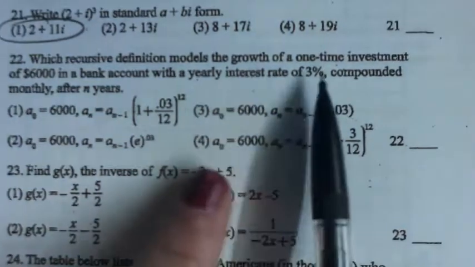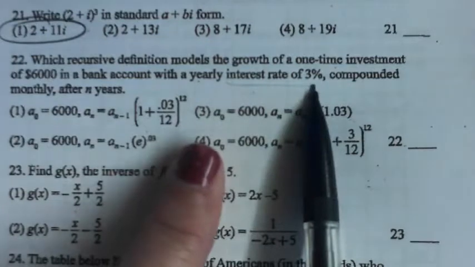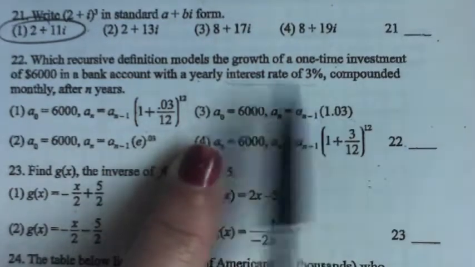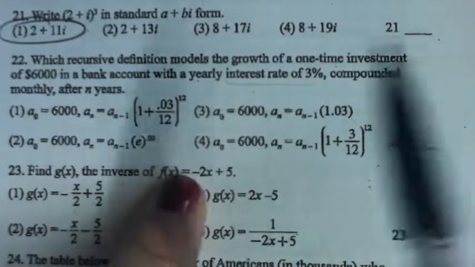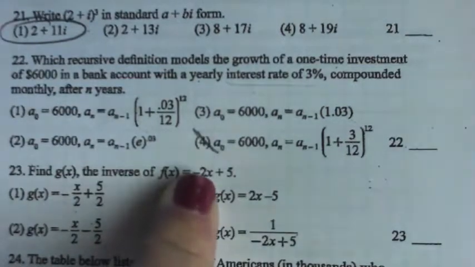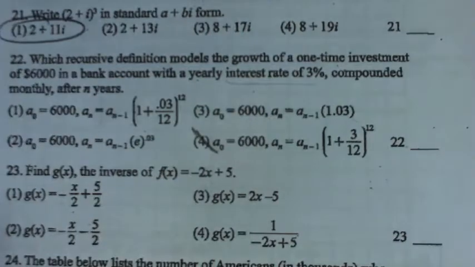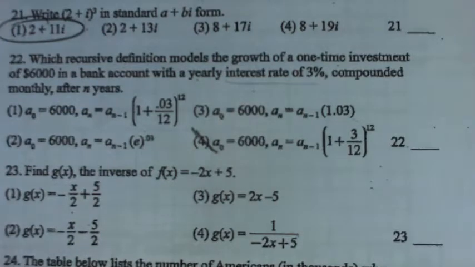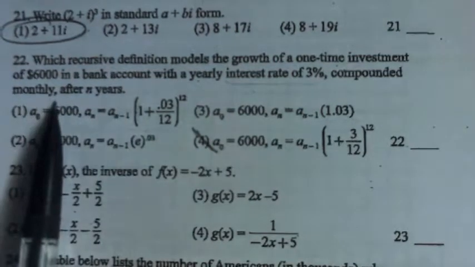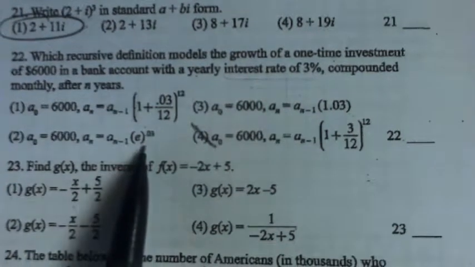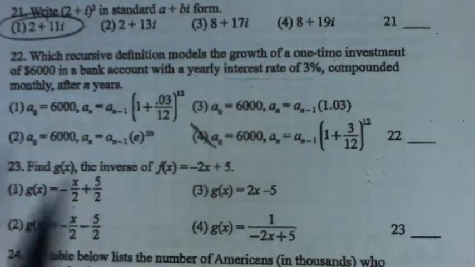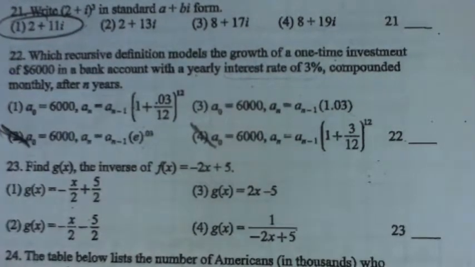So because we were given, obviously, an interest rate of 3%, 0.03 makes sense to see that. So that would get rid of number 4 for me. Compounded monthly. So this is, the e is compounded continuously, so that would get rid of that for me.